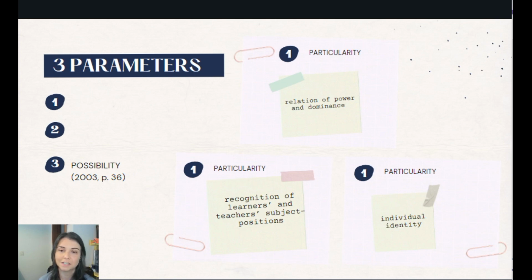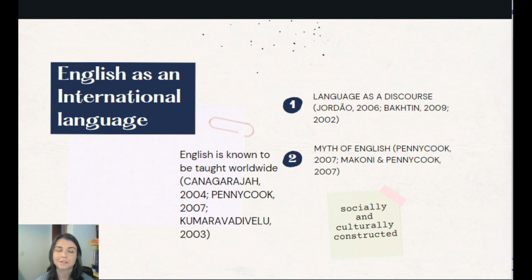Possibility is also related with individual identity. When we talk about language classrooms, we also talk about how the learner is building their identity inside a new language, how he or she is using this language. Is he or she able to bring their identity to the classroom? And here we also use English as an international language. English is known to be taught worldwide. And so English is not only taught in some places of the globe.